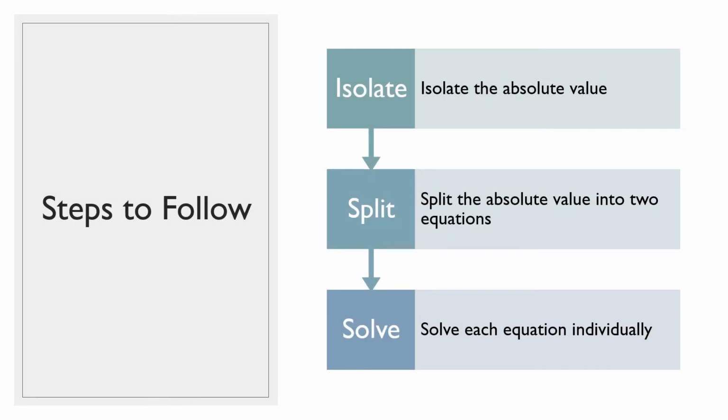These are the steps that we want to follow when we're solving absolute value equations. We first want to isolate the absolute value. So as you saw in the last slide, the absolute value was by itself equal to a number c. So we always want to get that absolute value by itself. Then we want to split the absolute value into those two equations that I showed you, and then you can solve each of those equations separately.